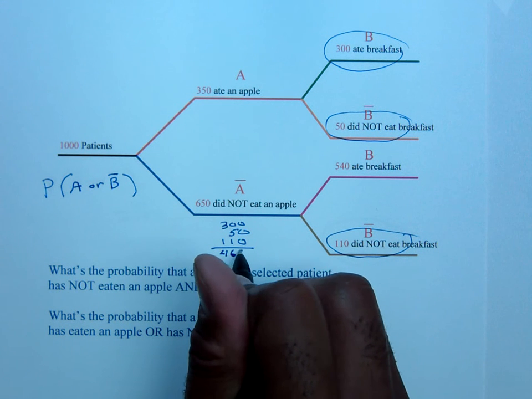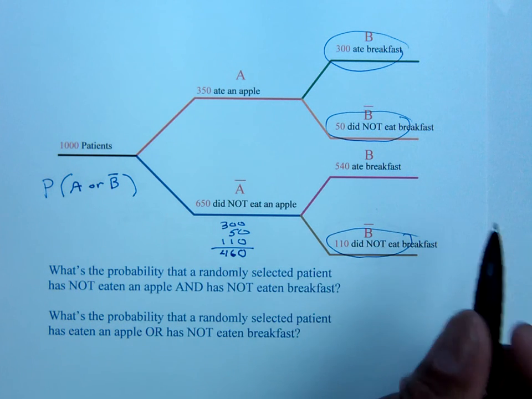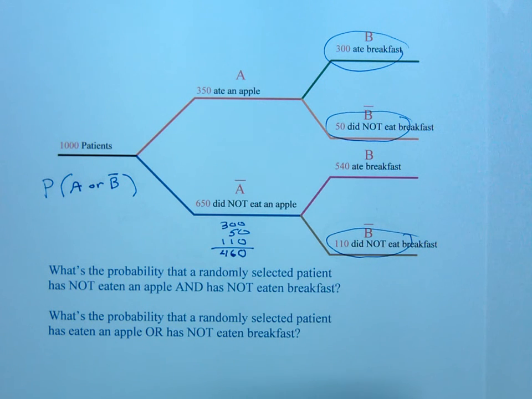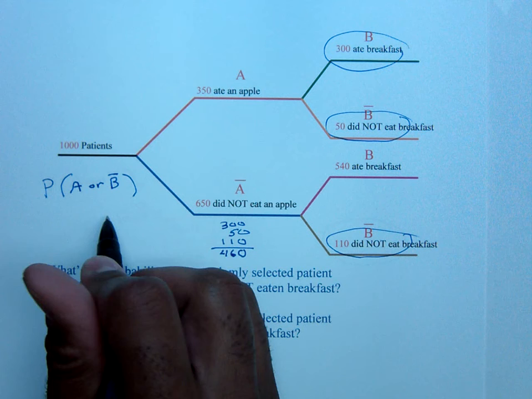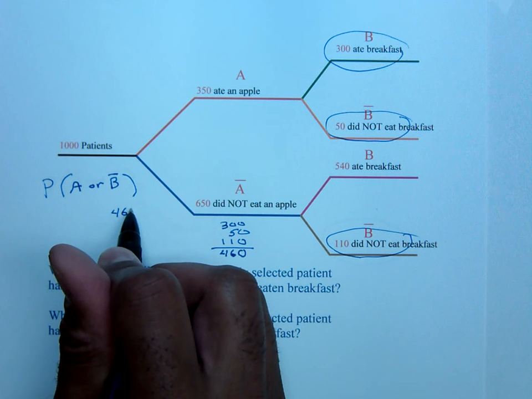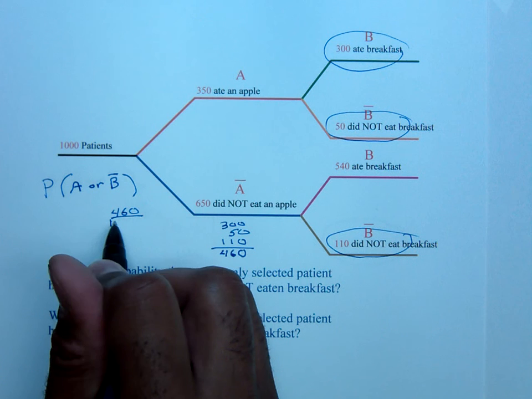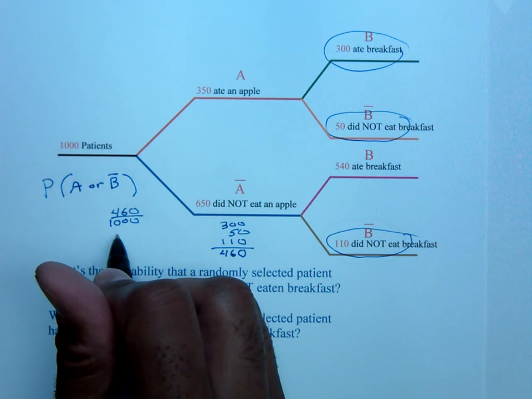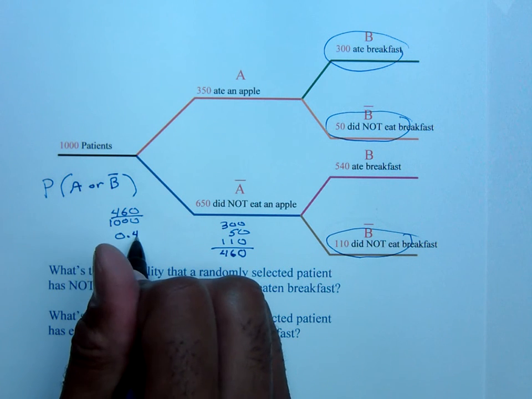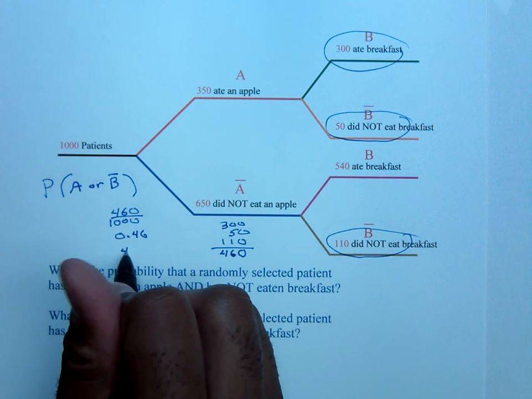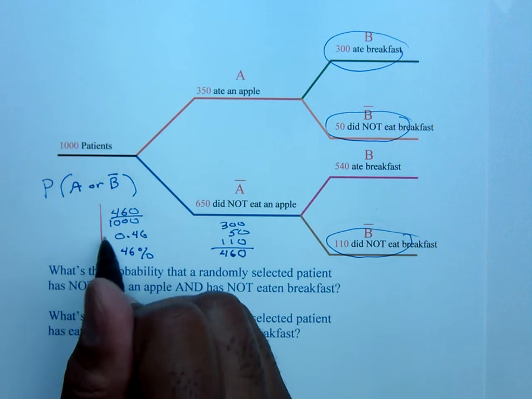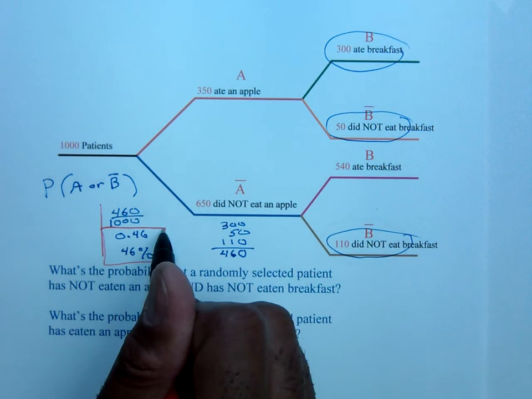Again, our probability is going to be a ratio. There are 460, if we add all these up, people who have either eaten an apple or did not eat breakfast, but there are 1,000 patients, so our ratio will be 460 over 1,000. And if we simplify that, again, in our head or on a calculator, we'll get 0.46 or 46%. And that will be our probability, just this part here. This will be our probability.